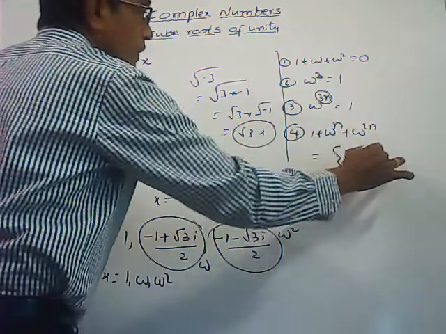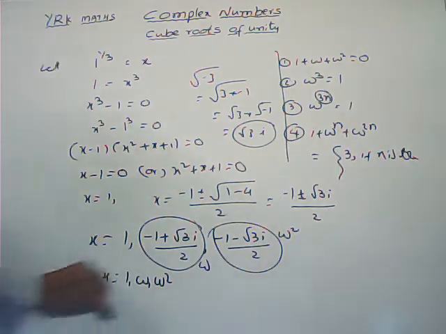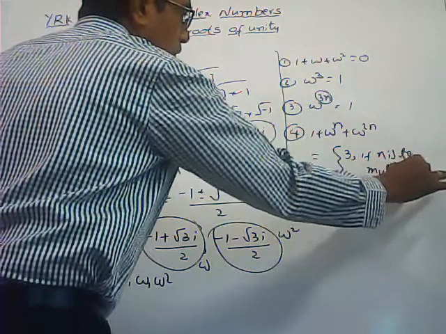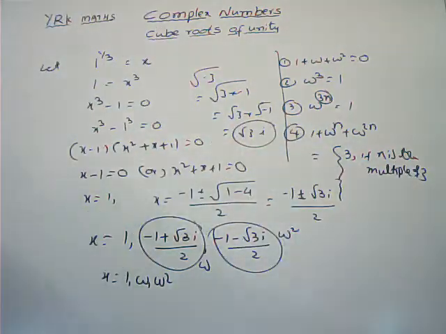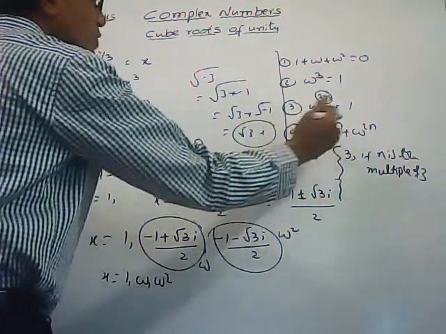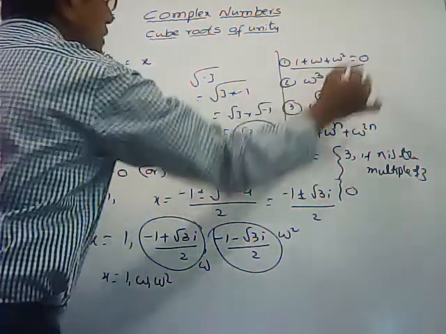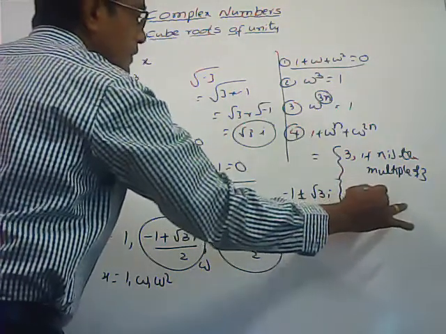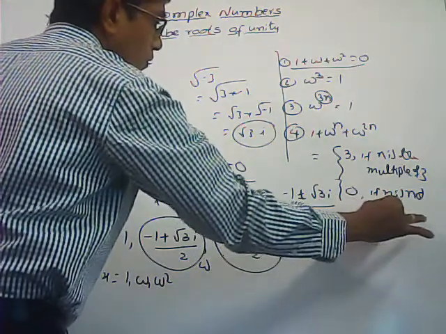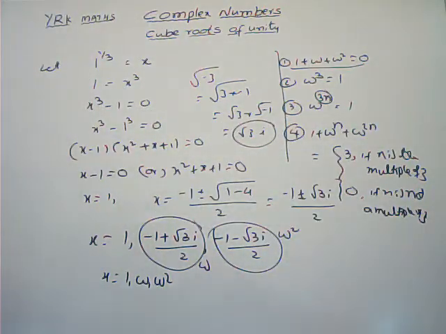If n is a multiple of 3, the value is 3. Next, if it is not a multiple of 3, then this becomes 1 plus omega plus omega square only, and 1 plus omega plus omega square equals 0, if n is not a multiple of 3. These are very, very important properties.